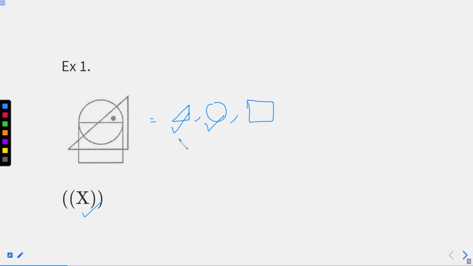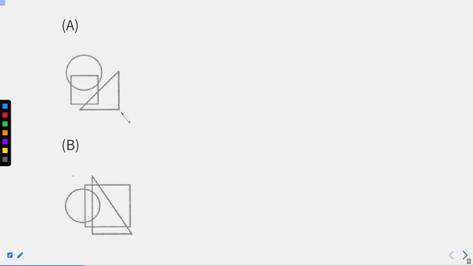Now you need to figure out, in the options given, in which case a dot can be placed so that it will be common for both the triangle as well as the circle, excluding the square. Now we'll check this part. Here we need some common area between circle and triangle, but here they both are separated, so this will not be your answer, right?